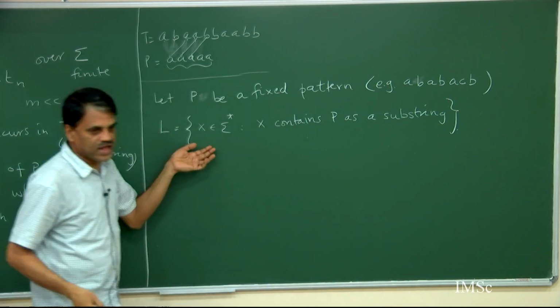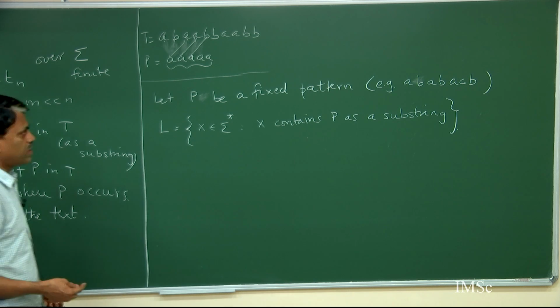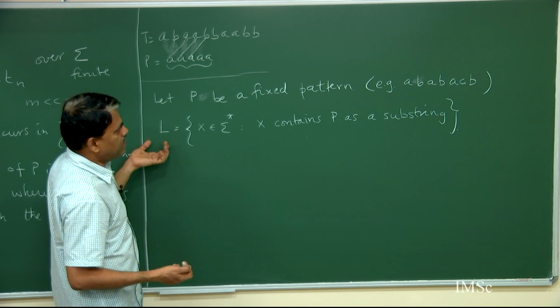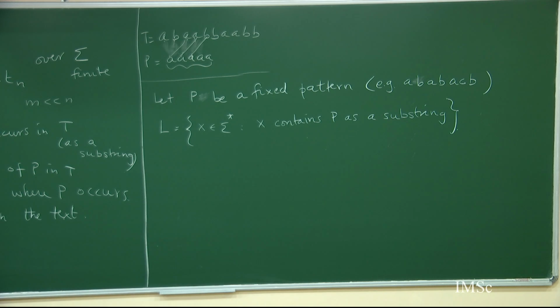What do we know about this language? It's a regular language, right? It is a regular language. Hopefully you learned this in your theory of computing or discrete math or whatever course. So it's a regular language. So you can construct what is called a deterministic finite automaton for this language. So then the question boils down to, so then we can construct a deterministic finite automaton. Then this question, whether P occurs in T, boils down to what?